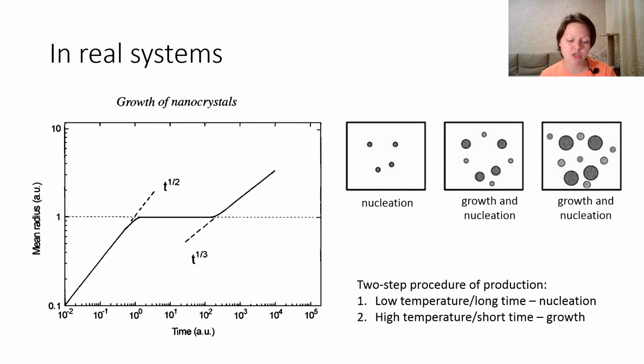The two-step regime provides a better control of size, of distribution, and of concentration of nanocrystals inside of the glass matrix. That's why, namely, two-step procedure is usually used in the commercial glasses. For example, color cutoff glass filter production and photochromic glasses production.